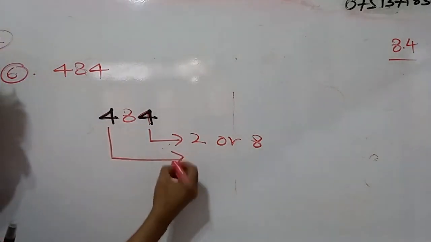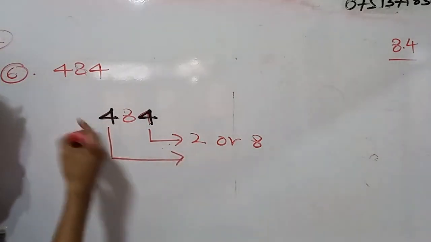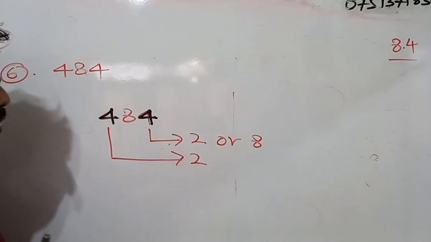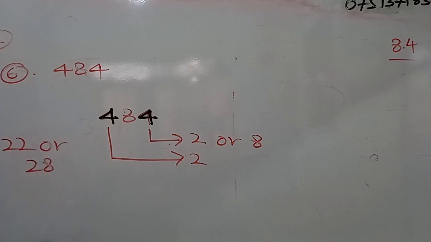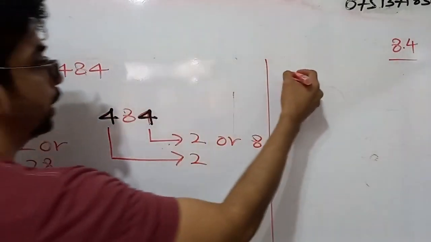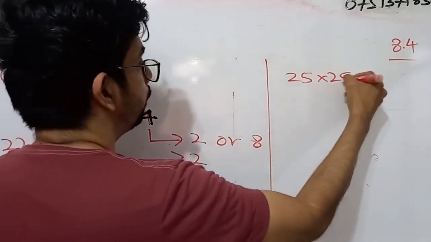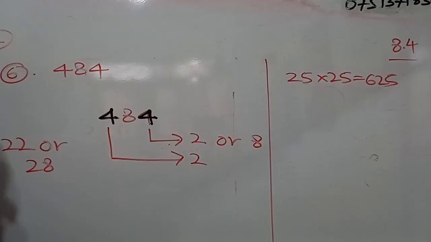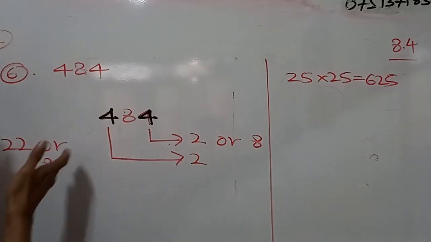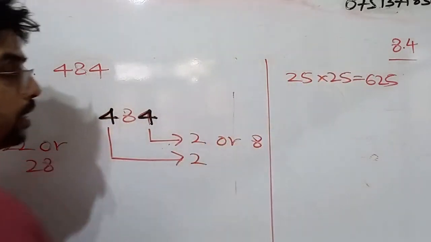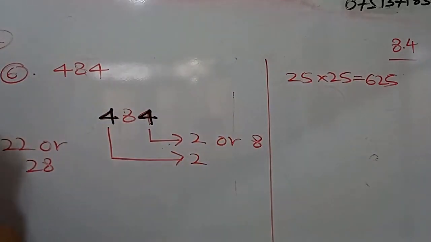And here we have 4. So this is a perfect square. What is the square root? 2. So the number can be either 22 or 28. So we have to multiply. We know that 25 into 25 is 625. So the number that we are checking is 484. So definitely 28 squared will be larger than even 625. So the number can be 22.